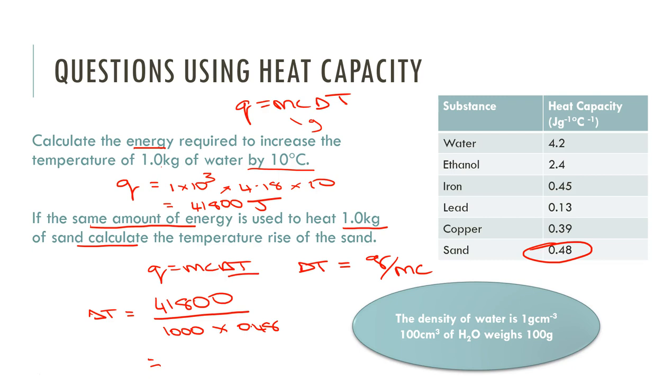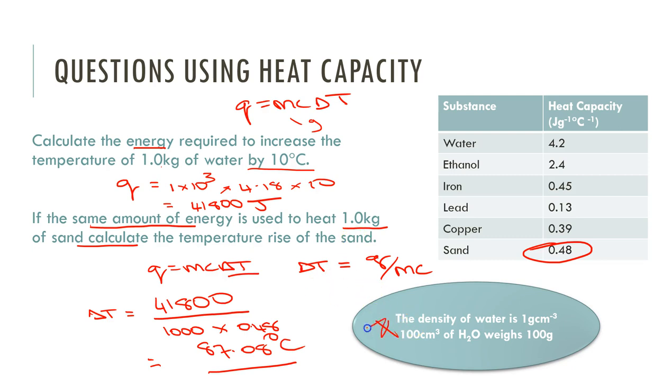which is going to equal 41800 divided by it's going to be 87.08 degrees C. Okay, so where water will increase by 10 degrees, sand would increase by 87 degrees. So we can see that in this case, we're going to have a much greater temperature rise from the sand.